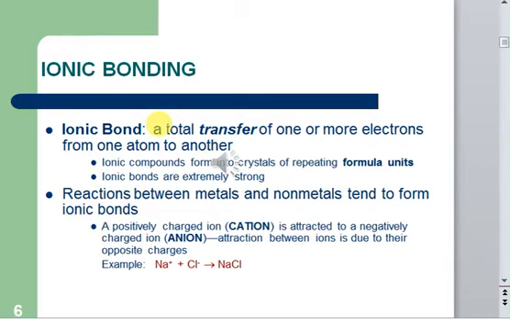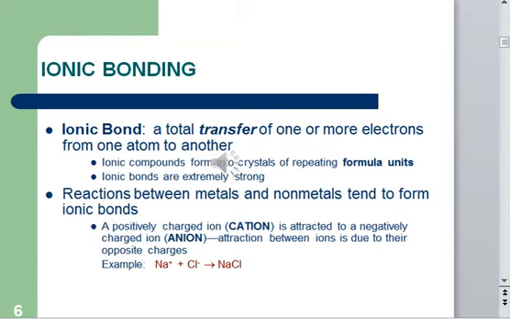So this is a type of bonding in which an electron is transferred in total, right? The electron is lost from one atom and is gained by the other atom. This bond is called the ionic bond. When atoms form an ionic bond, the compound that is formed is called an ionic compound. Ionic compounds have the characteristic that they form crystals, and the crystals have repeating units.